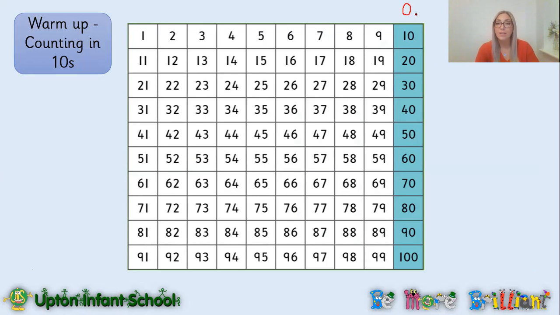Okay, off we go. 0, 10, 20, 30, 40, 50, 60, 70, 80, 90, 100. Okay, now we're going to have a go backwards. 100, 90, 80, 70, 60, 50, 40, 30, 20, 10, 0.